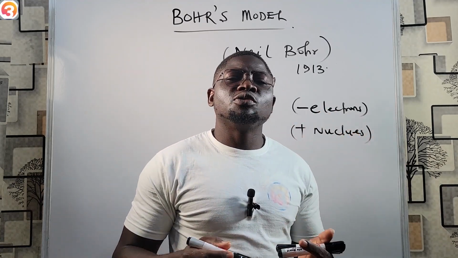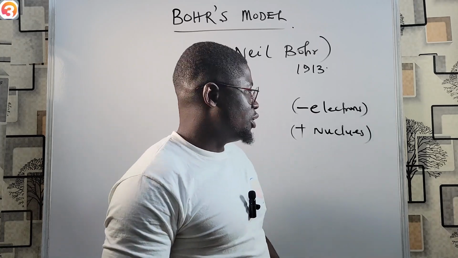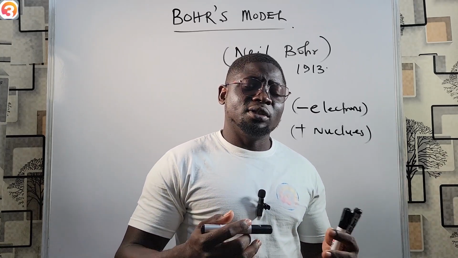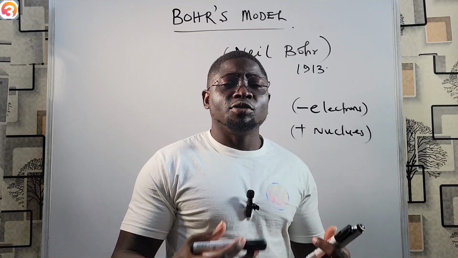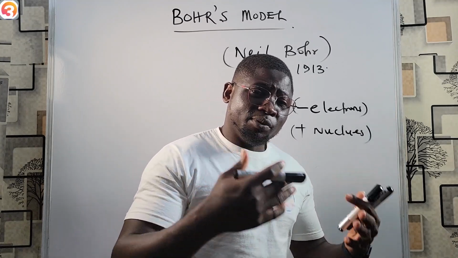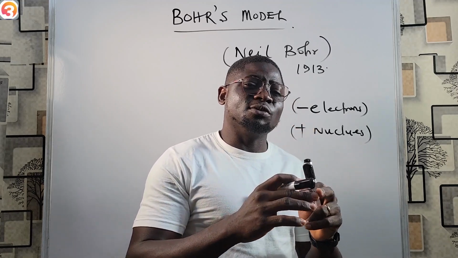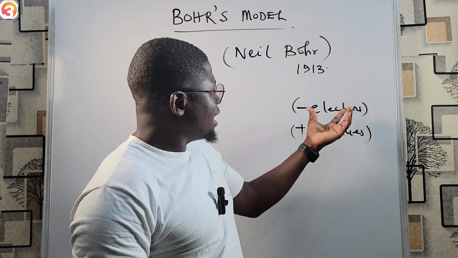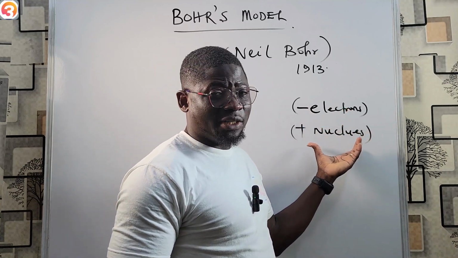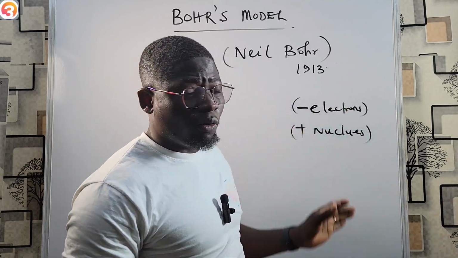The nucleus is always positive, isn't it? It's always positive because the nucleus contains the protons and the neutrons. The protons are positive, the neutrons are neutral. So of course, the nucleus generally is positive. So electrons orbiting around the positively charged nucleus is what Niels Bohr was proposing.